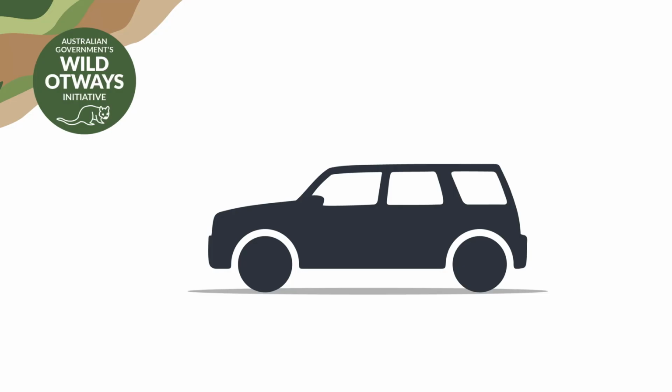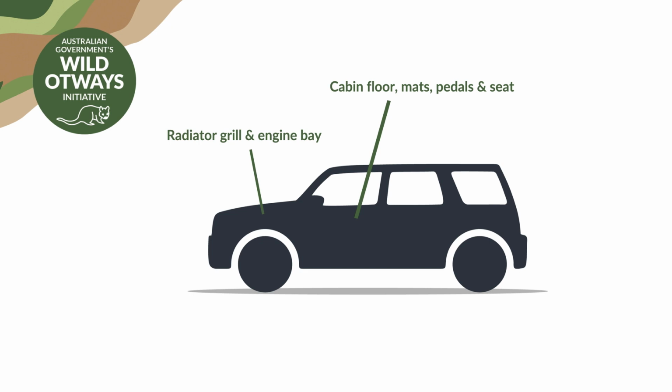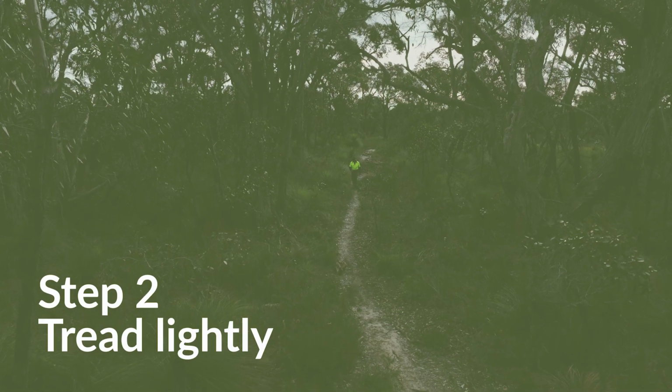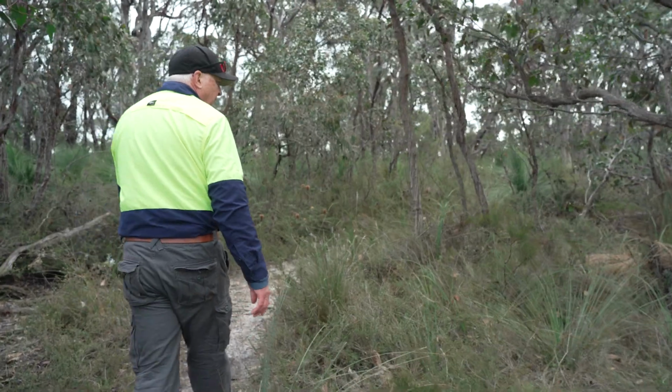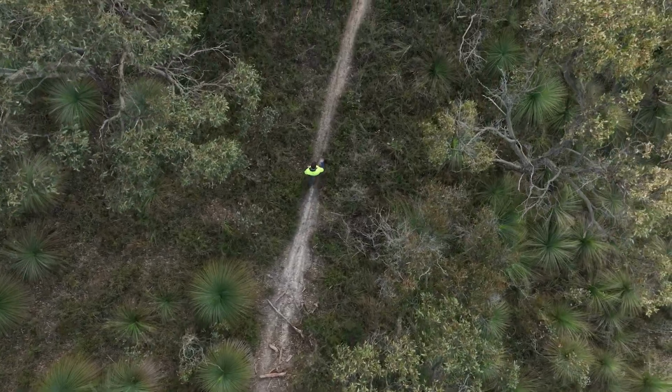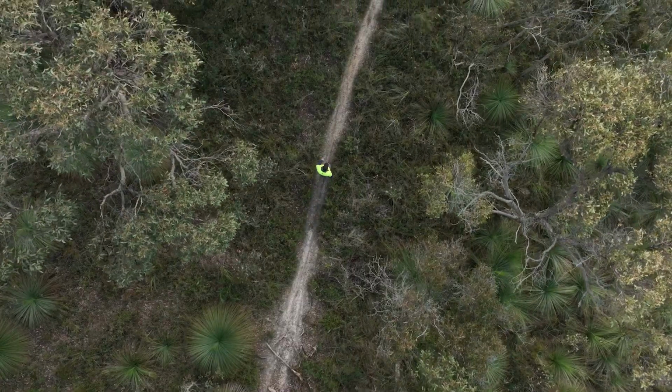The key points on any vehicle to clean are the radiator grille and engine bay, cabin floor, mats, pedals and seat, the chassis, tyres, underside wheel arches and wheel guards. Step 2. Tread lightly. This means staying on the designated tracks and trails and not going off into the bushland, because that can spread the dieback.